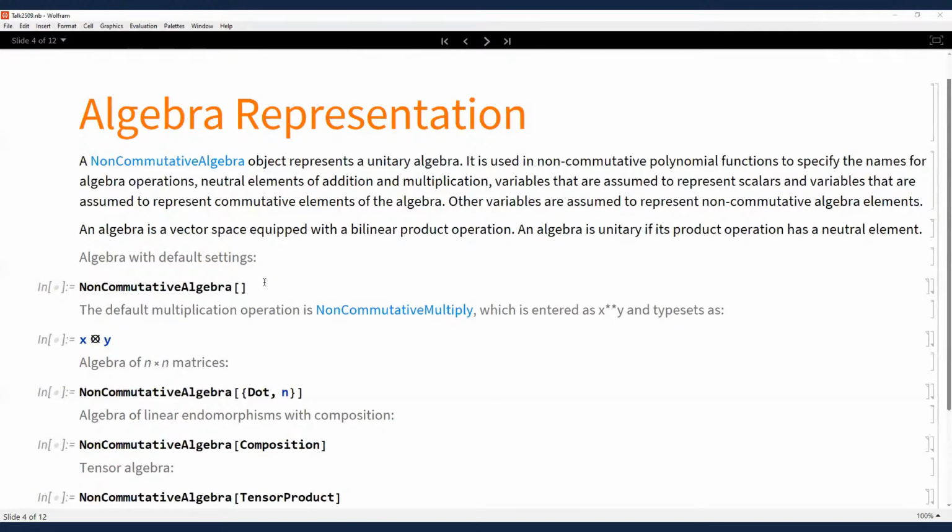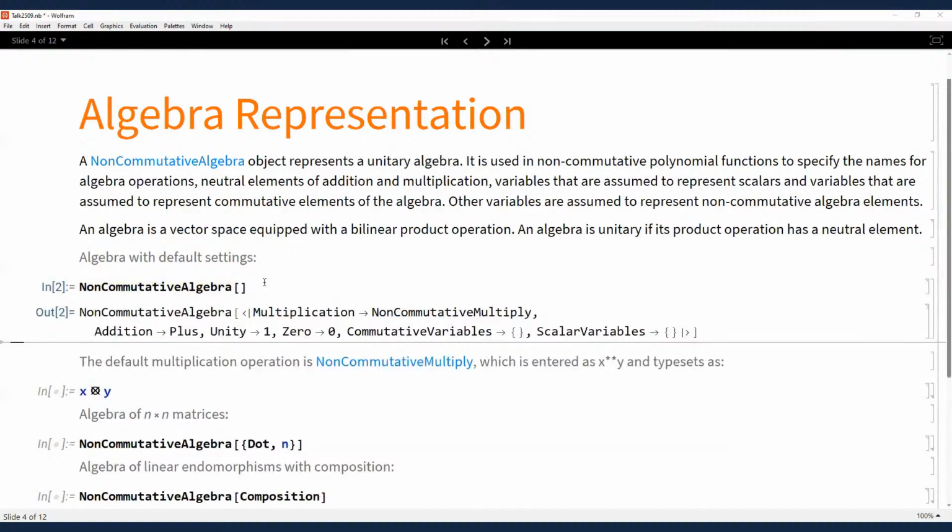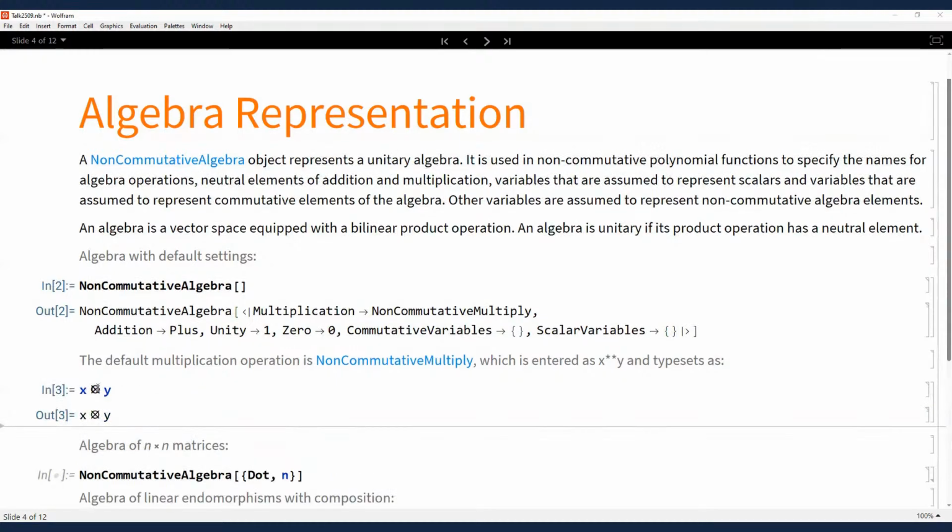Let us create an algebra with default settings. We don't need to give any arguments to NonCommutativeAlgebra. And we got an algebra with multiplication given by NonCommutativeMultiply, addition given by Plus, unity represented by 1, 0 represented by 0, no commutative variables, no scalar variables. The default multiplication operation is NonCommutativeMultiply, which is entered as 2 asterisks. So x NonCommutativeMultiply y is entered like this, and is typeset as this sign.